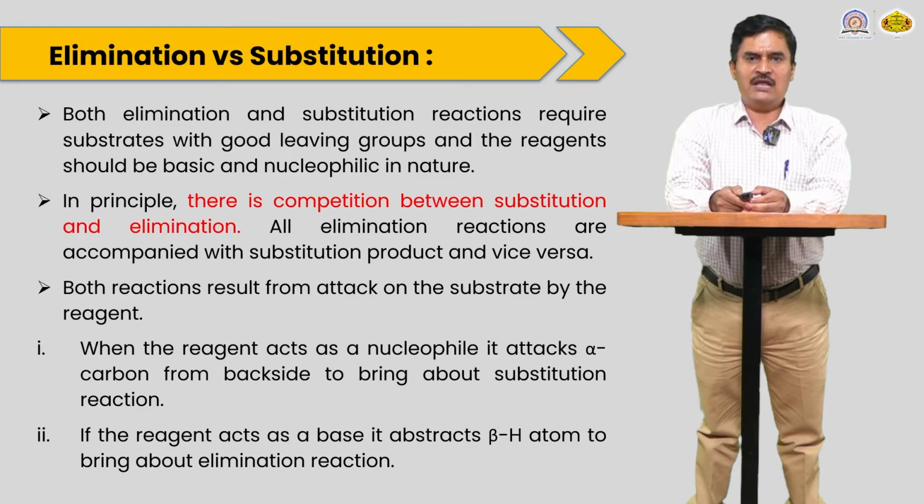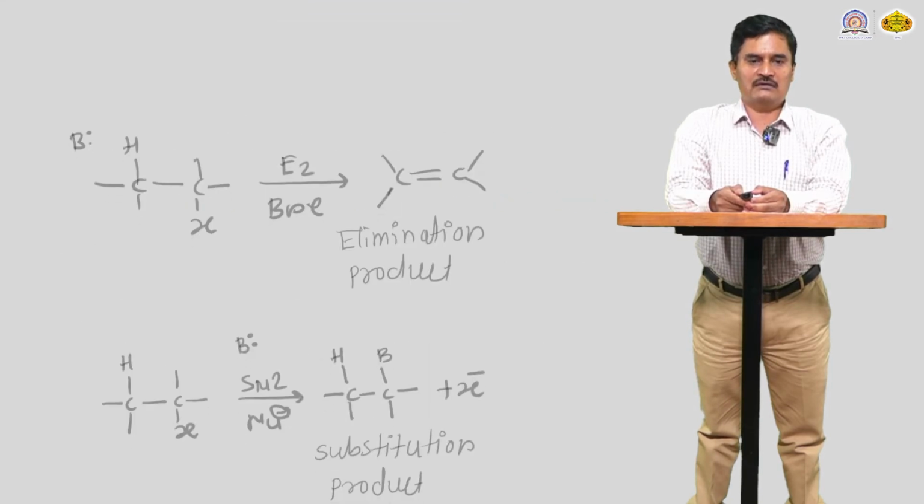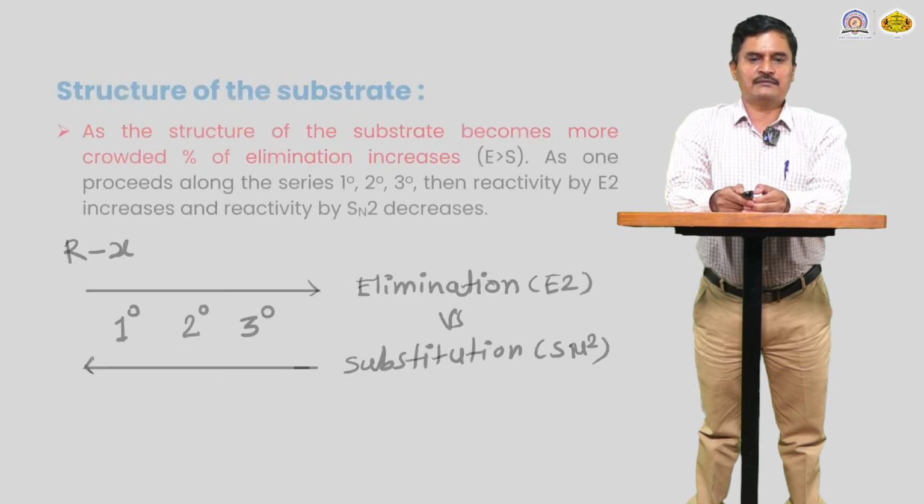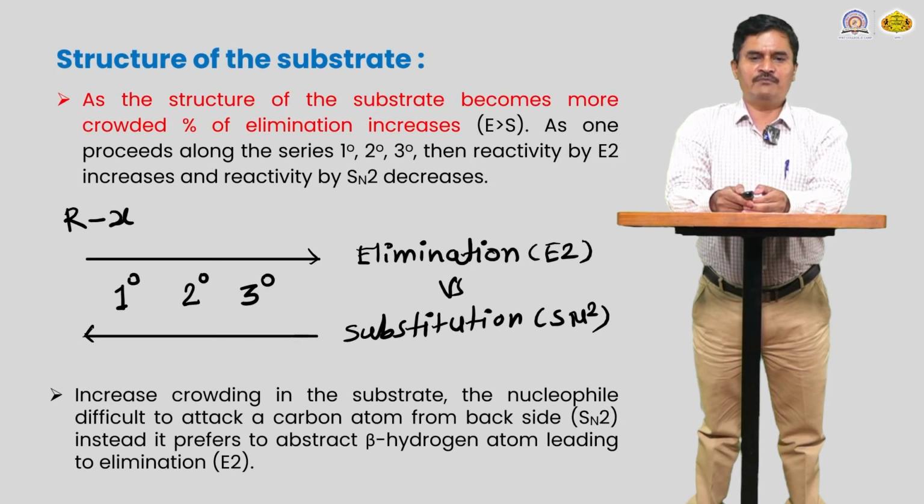So the reagent as well as the starting compound are both the same in both reactions. For example, if the base reacts at the same carbon, that is the alpha carbon, then there is formation of a substituted product, and if the base abstracts a beta proton, then there is an elimination product. Now, there are different factors. The first factor is the structure of the substrate.